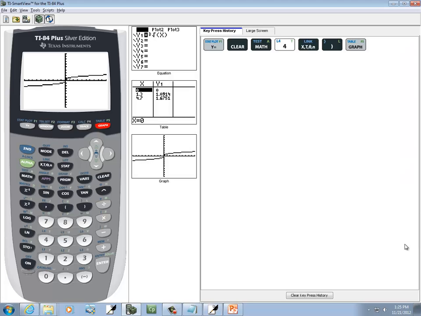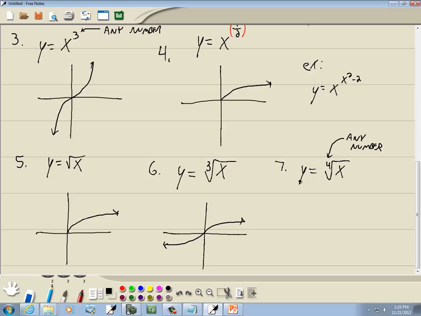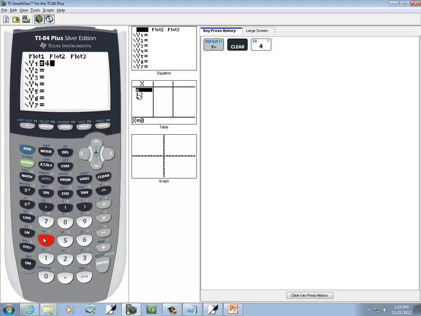Now to do this on the calculator, this is the one they screwed up on. I'll press y equals, press clear. It says we put our 4 in first. And now we're going to go into the math menu. And you see the one with the radical symbol with the x on it, number 5.